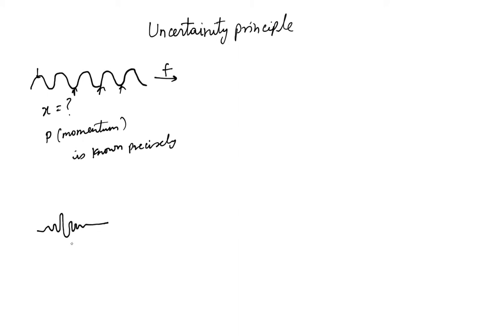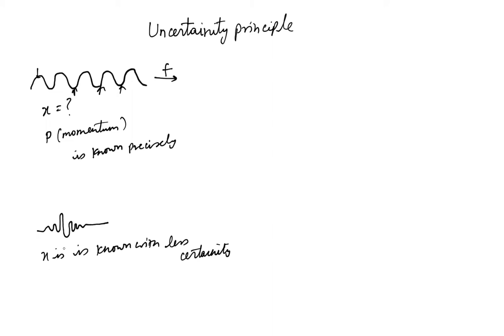On the other hand, let's say we have a wave packet. This wave packet does not really extend over a long range, and in this case x is known with more certainty. But the problem with this wave packet is that to make it you have to add many waves with different frequencies. So the frequency is not really a constant in this case. There are a lot of frequencies.